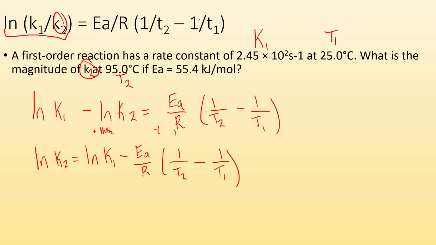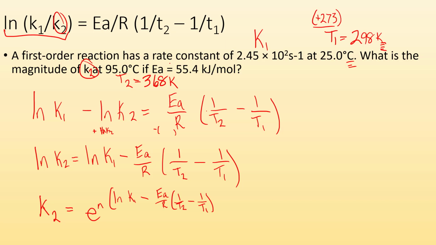So now get rid of the natural log. So I get K2 by itself. Well, I got to put the whole other side to the base of e. And I also need to note that the temperatures need to be in Kelvin. So the temperatures they gave me in Celsius, I need to convert to Kelvin by adding 273. So my T1 is 298 Kelvin, and my T2 is 368 Kelvin.